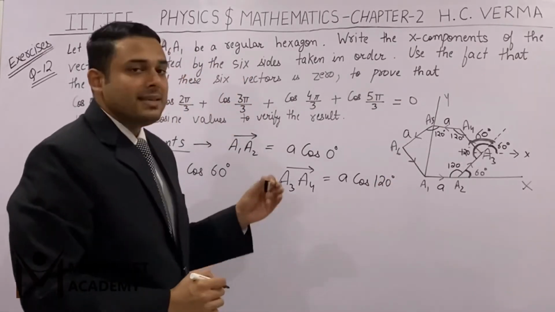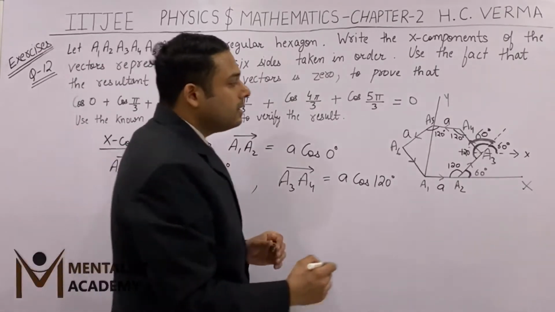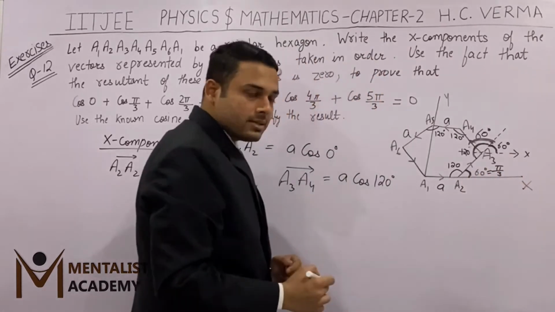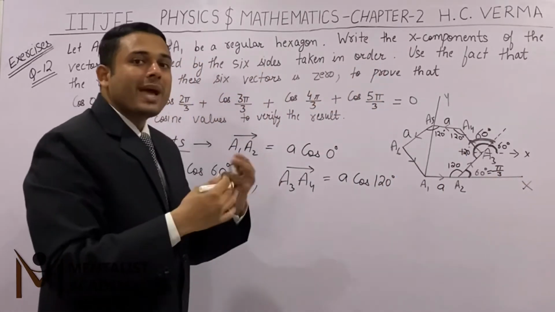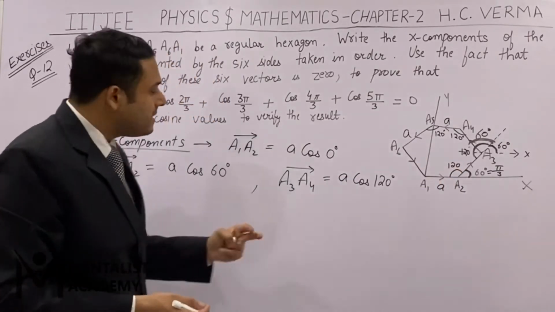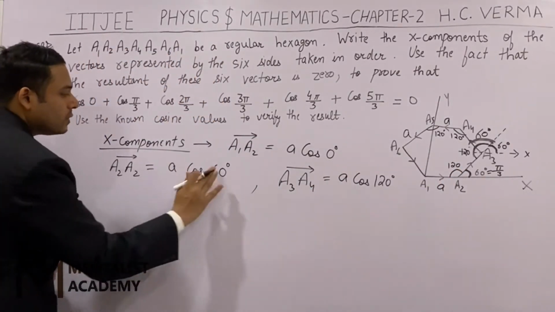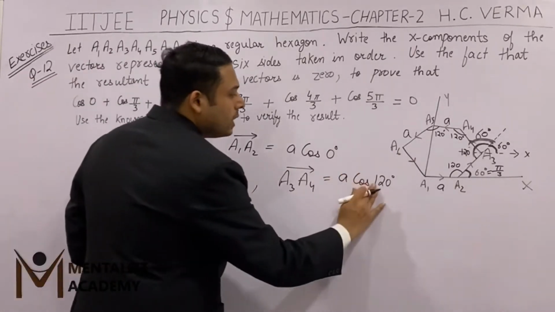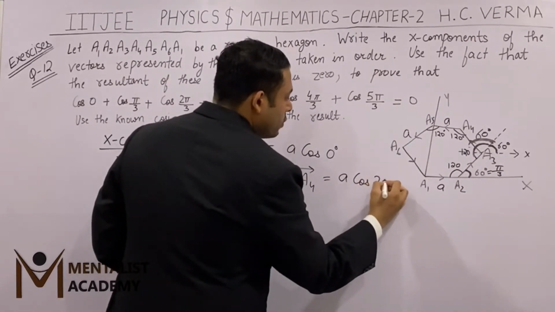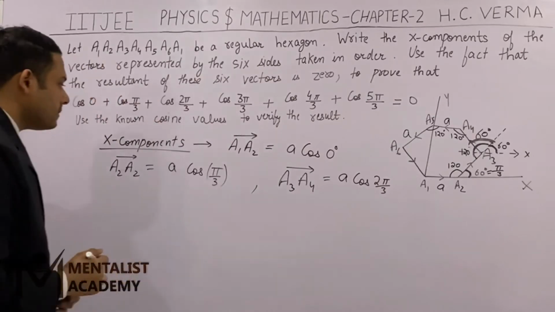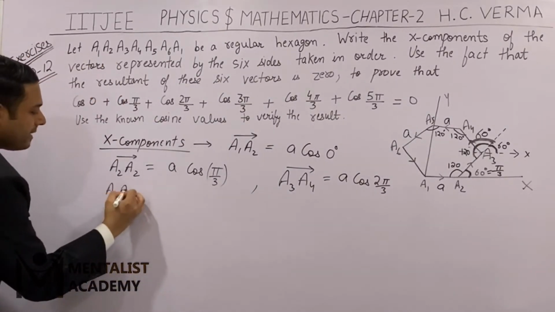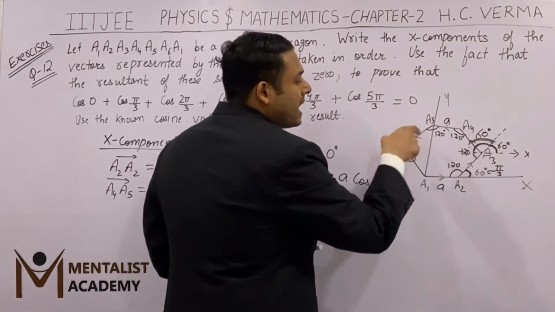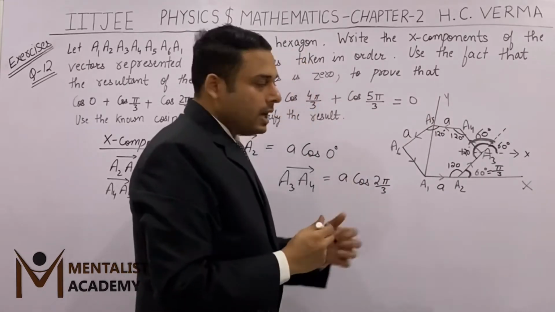Now if we have to represent these angles in radians, then we can write 60 degrees is equal to pi by 3 radians. 120 degrees is twice of 60 degrees, therefore 2 pi by 3 radians and so on. So let us write this in radians, that is equal to pi by 3. This is equal to 2 pi by 3. Now the next vector is A4 A5. The angle which it makes with the x-axis: A4 A5 is exactly opposite to the x-axis. It moves in the other direction.